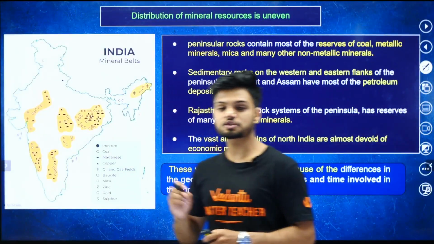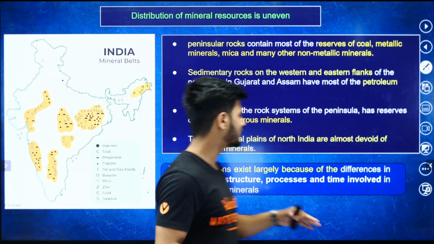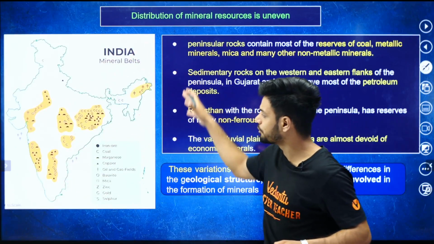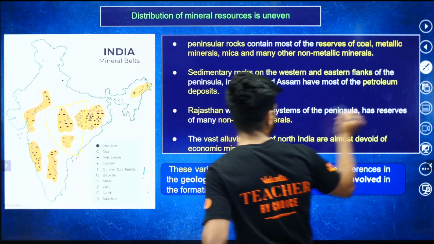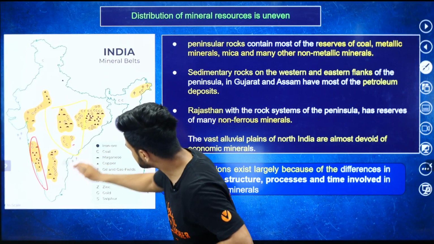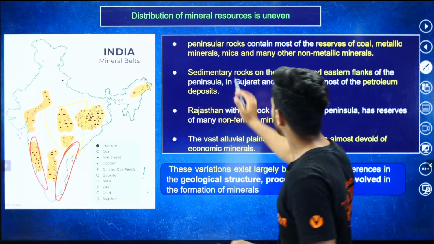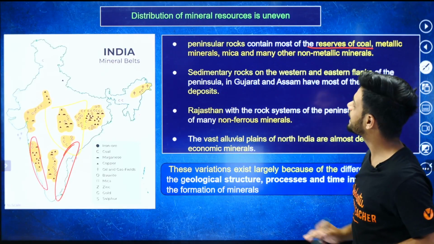The next one is that the distribution of minerals is uneven. If you look at the India map, throughout India the deposition is there. If you look closely at the Deccan Plateau, you can see most of the deposition. And you can see on these two regions, the Western and Eastern Ghats, you can see minerals. There is peninsular rock. That peninsular rock contains most reserves of coal, metallic minerals, and mica.